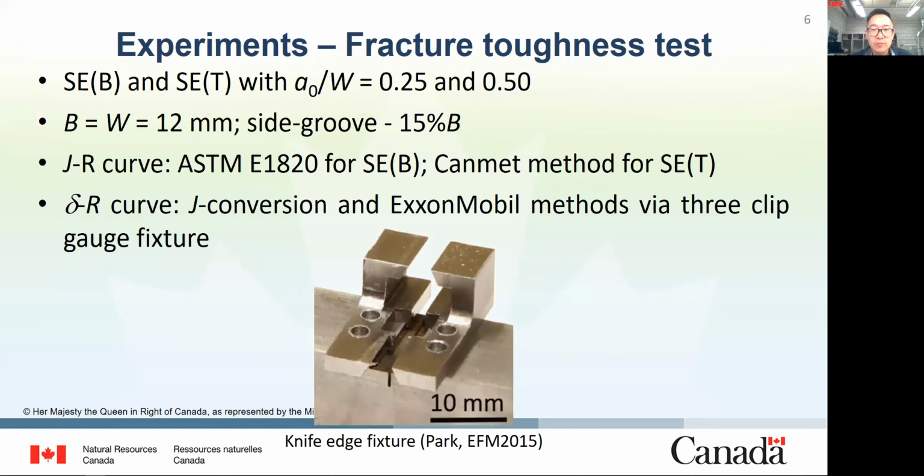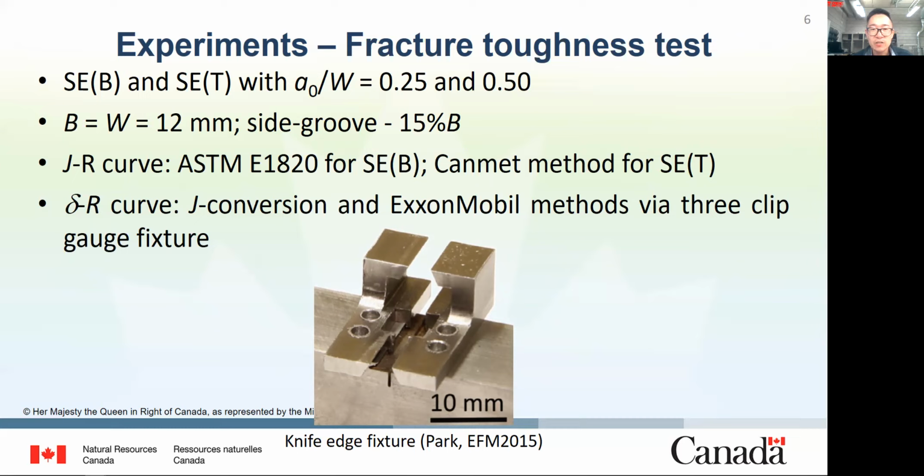The fracture test specimens are longitudinally oriented and were notched in the through thickness direction. The nominal initial crack size to width ratios were 0.25 and 0.50. The specimen's width and thickness were both 12 millimeters, and side grooved by 15% of the thickness to maintain a straight crack front during propagation.